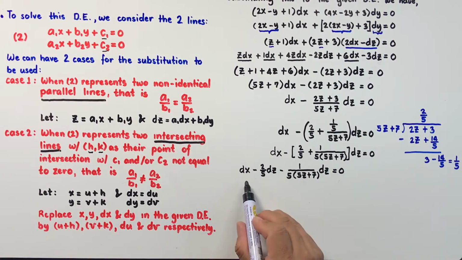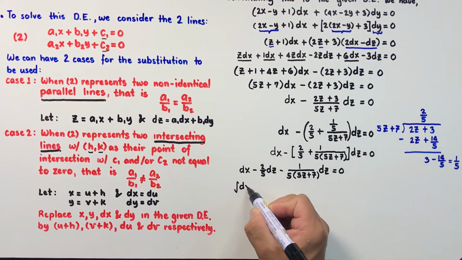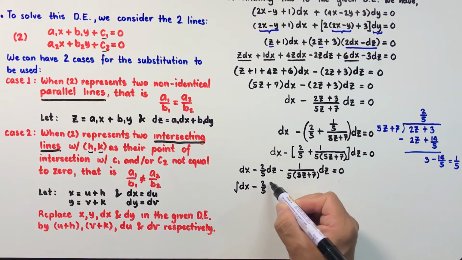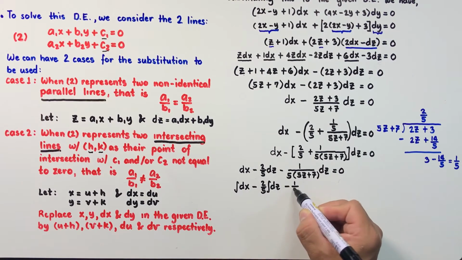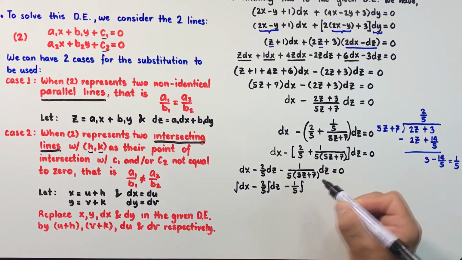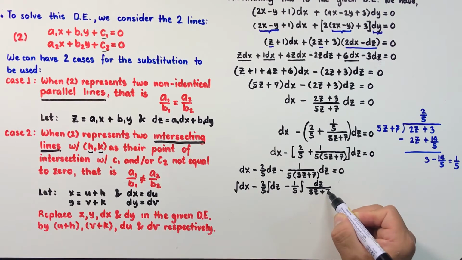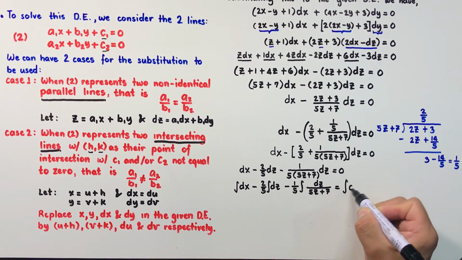And integrating each term in this differential equation, we have the integral of dx minus 2/5 of the integral of dz minus 1/5 of the integral of dz over 5z plus 7, which is equal to the integral of 0.